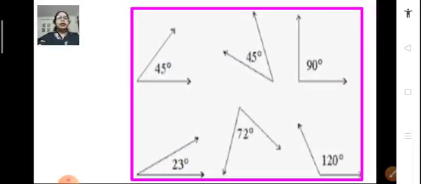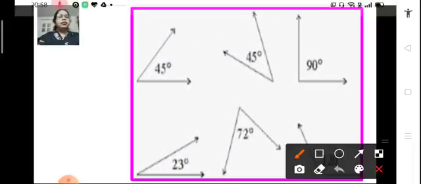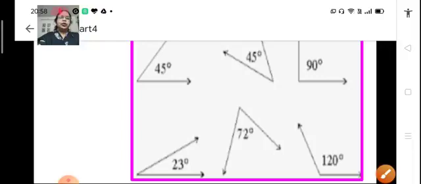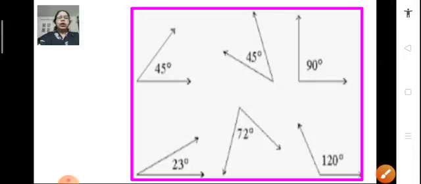Now, different measures of angles are also shown. A 45-degree angle means what kind of angle it is? It is an acute angle. And here again we have 45 degrees, one more acute angle. A 90-degree angle is a right angle. A 23-degree angle is an acute angle. 72 degrees also, it is less than 90 degrees, so it will be an acute angle. And what will be a 120-degree angle? It will be an obtuse angle, more than 90 degrees but less than 180 degrees.